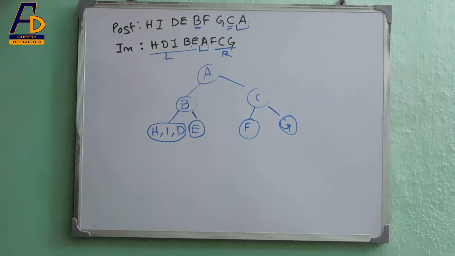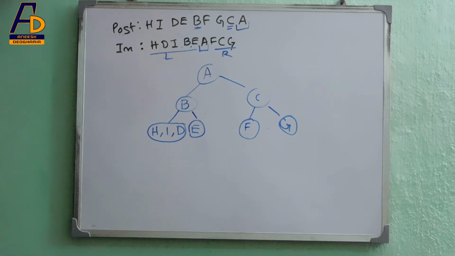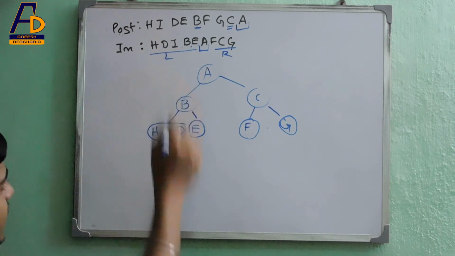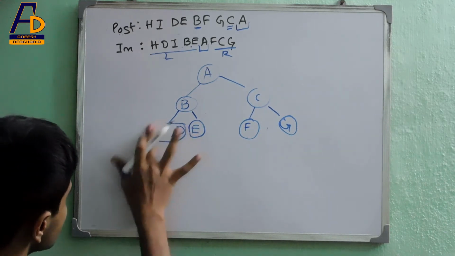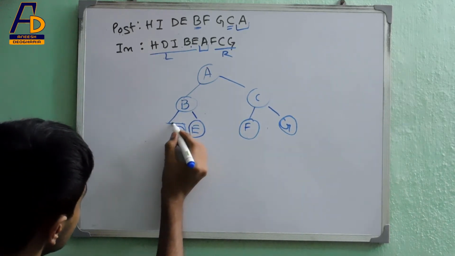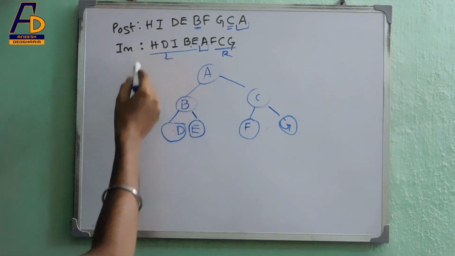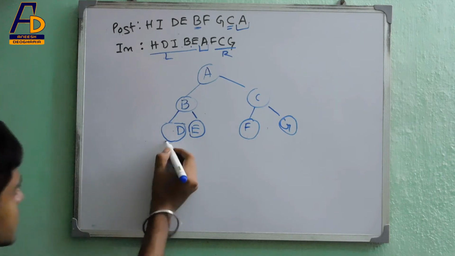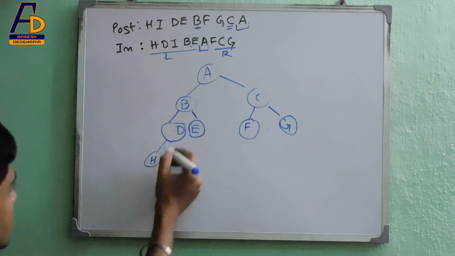Now in the post order traversal, D comes after H and I, so D will become the root. And since in the in-order traversal H is to the left of D, therefore H will be the left child, and I is to the right of D, therefore I will be the right child.